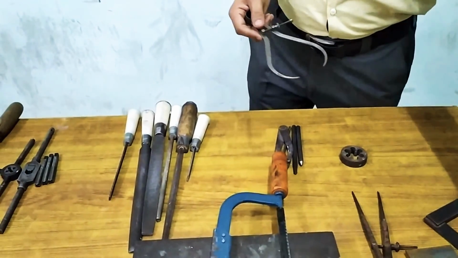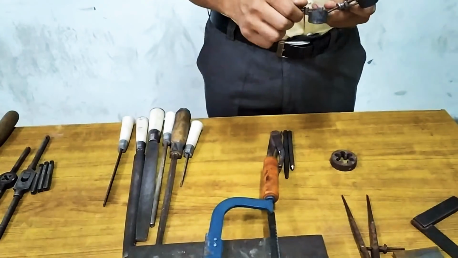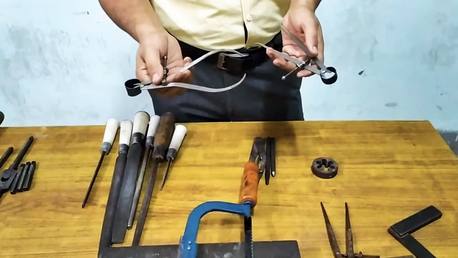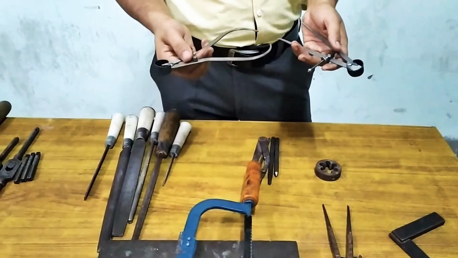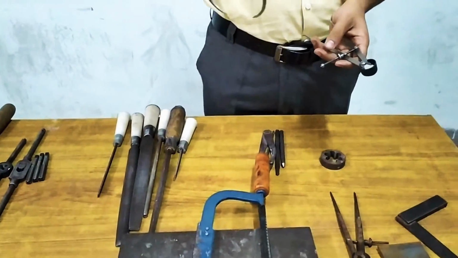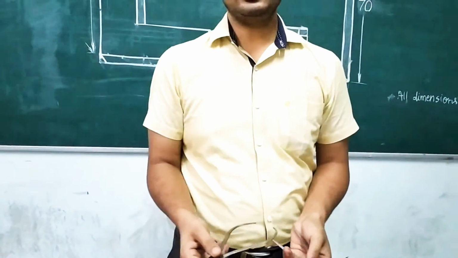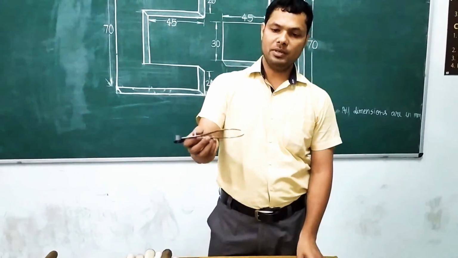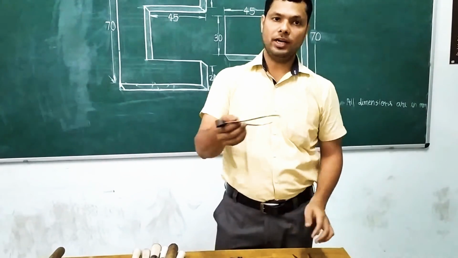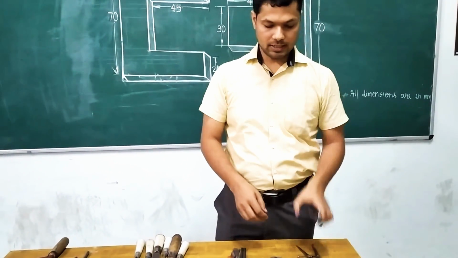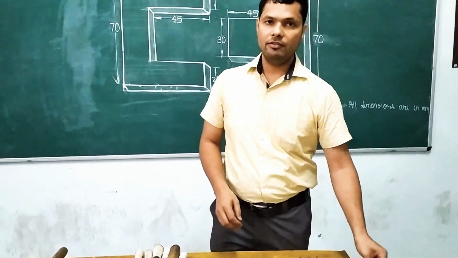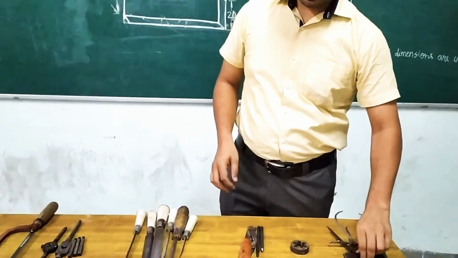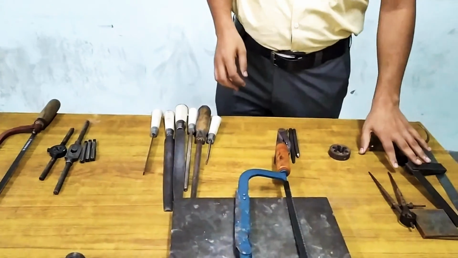So these two tools are also called indirect measurement tools, because they do not provide you the direct measurement of inner or outside dimensions, but you have to point the two pointers on the inner and outer surfaces, and then in the second stage you have to measure the distance between these two pointers using the steel rule. So these are indirect measurement tools, whereas this is a direct measurement tool. Okay, so these were the measuring tools.